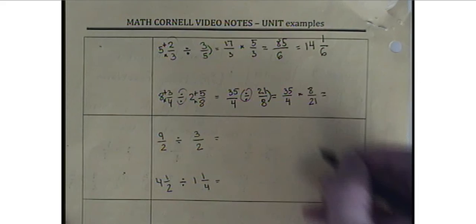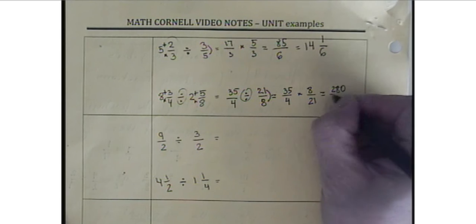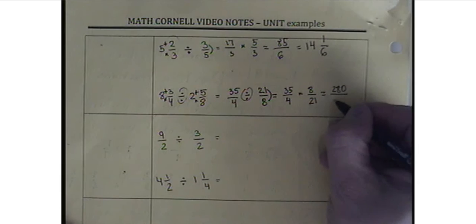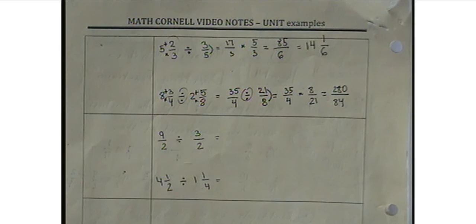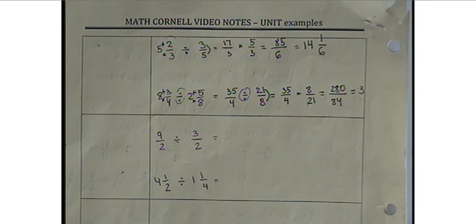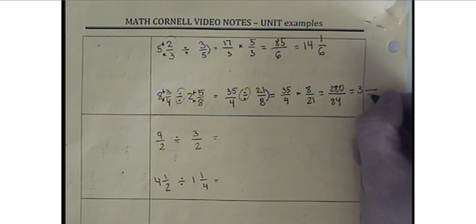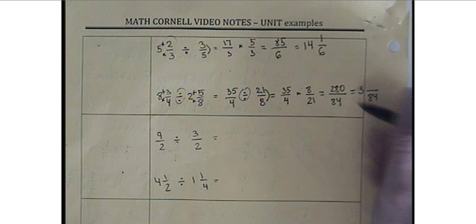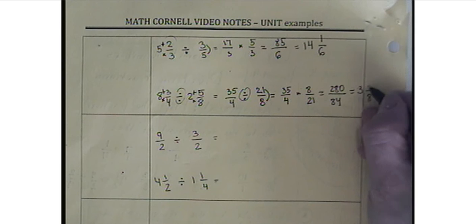Just because I want to do this calculation quickly instead of in my head, I'm going to use the calculator. 35 times 8 will give me 280 here, and 4 times 21 will be 84. So 280 divided by 84, we get 3, and let's calculate 3 times 84 is 252. So 252, the difference will be 28.